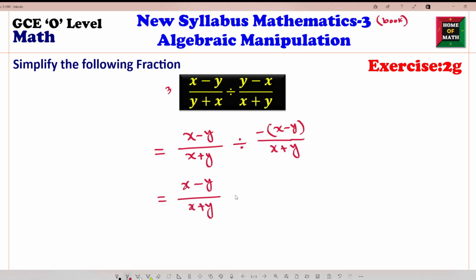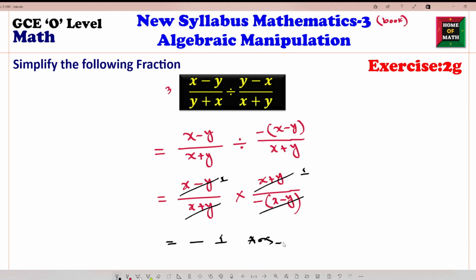For divide, once we make it multiplication, the denominator and numerator are exchanged, so here x plus y becomes the numerator and minus x minus y, which was the numerator, becomes the denominator. Okay, so look, what can we do? Here is x plus y and here is x plus y, we can cut, and here is x minus y and here is x minus y, you can cut, so here is 1 and 1, and we can write minus 1. Minus 1 is our answer.